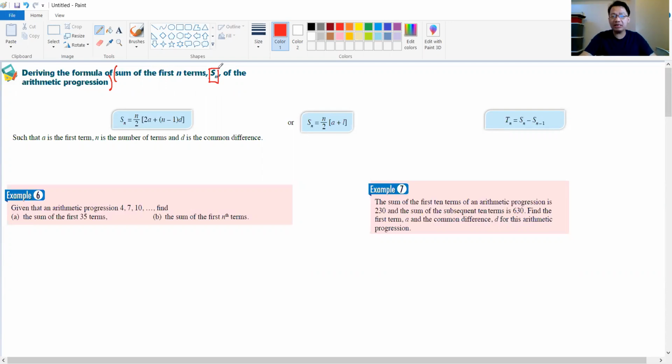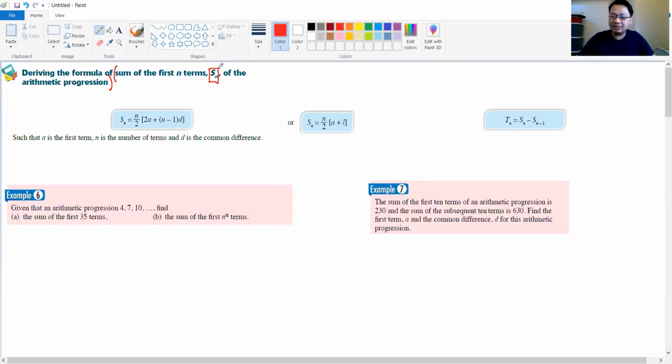Previously we learned how to find the terms. Today we are going to learn how to total up every term, every number inside the sequence. We total up everything, and that's what we call the sum of n terms.